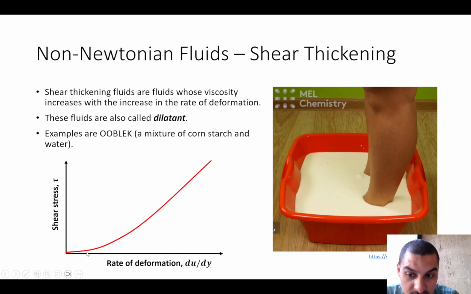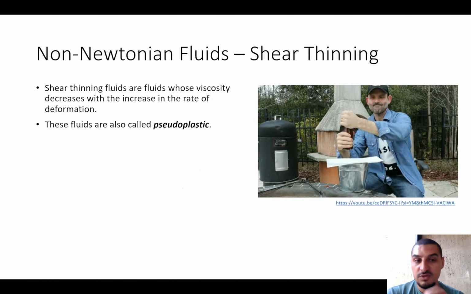You can also look at this from the slope. We know that the slope is the viscosity, so the slope here is very small, which means low viscosity, but here the slope is high, which means that it's a region of high viscosity. So the viscosity here is higher than the viscosity here. The high viscosity at high shear stress is what makes it a shear thickening fluid. On the other hand, we have the opposite, which is the shear thinning fluids.